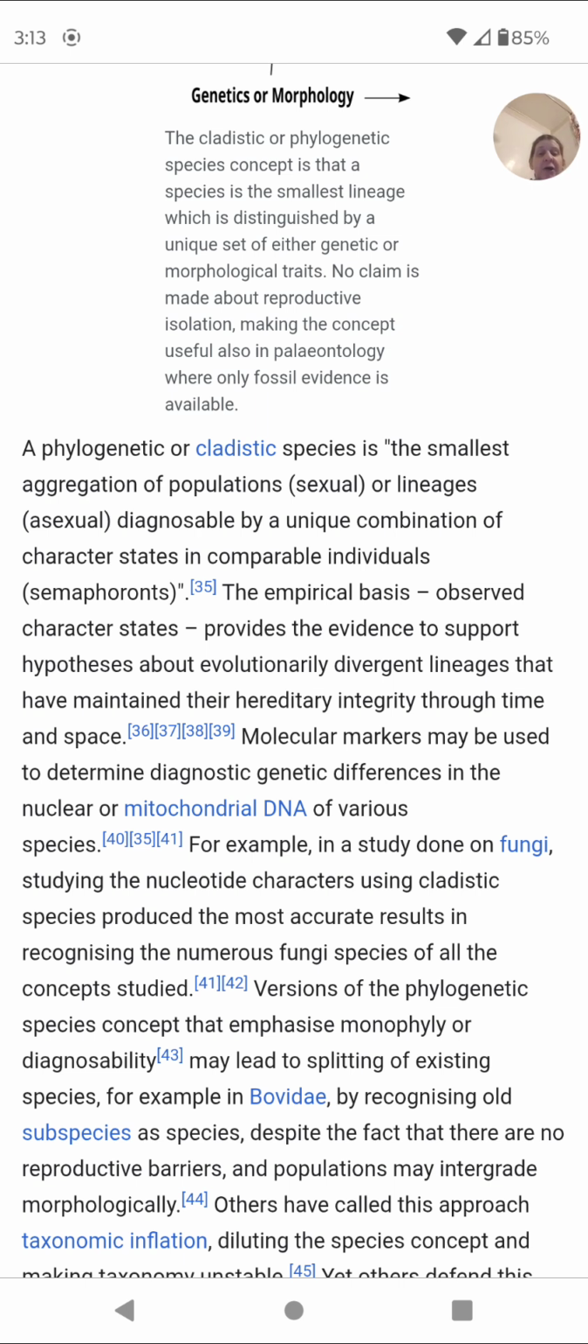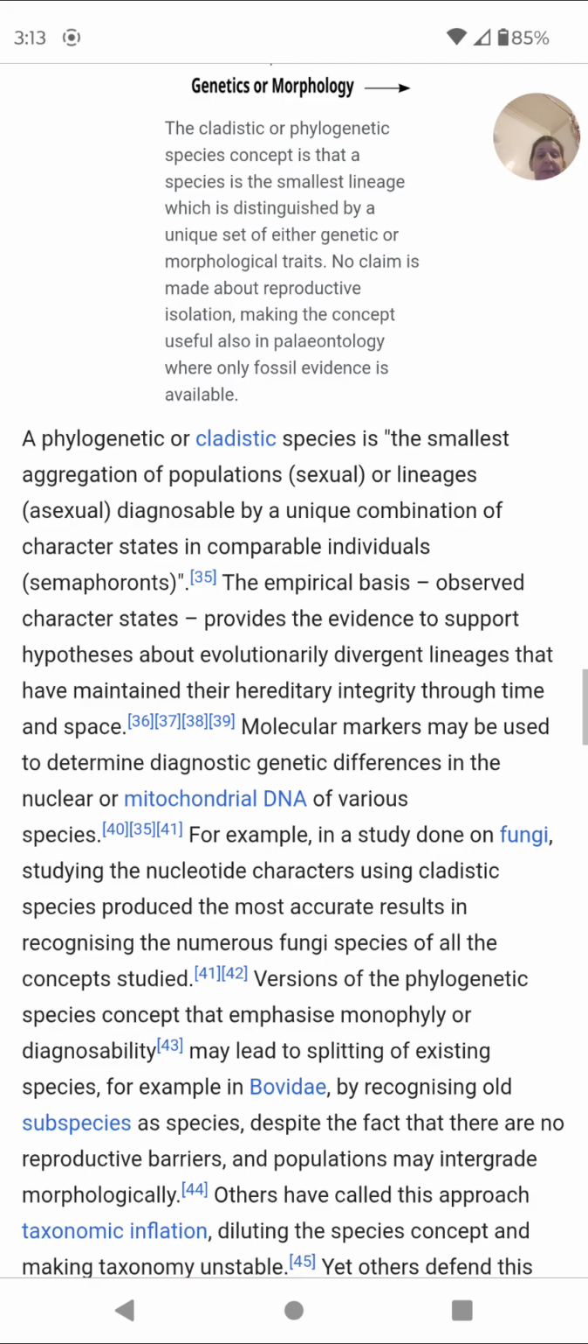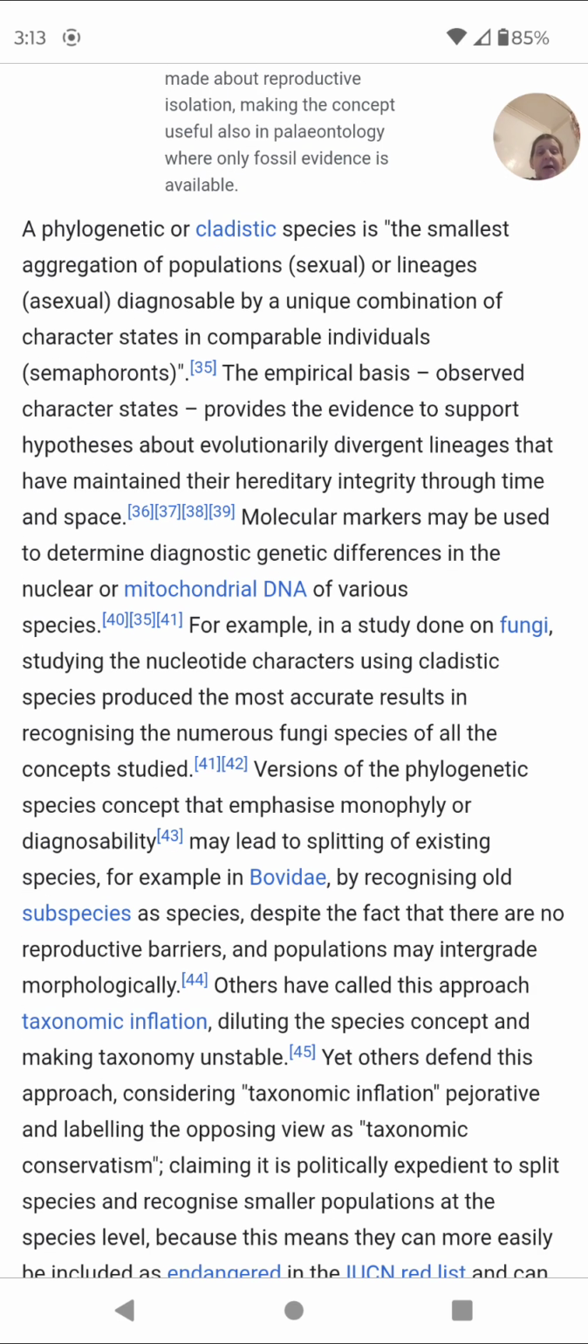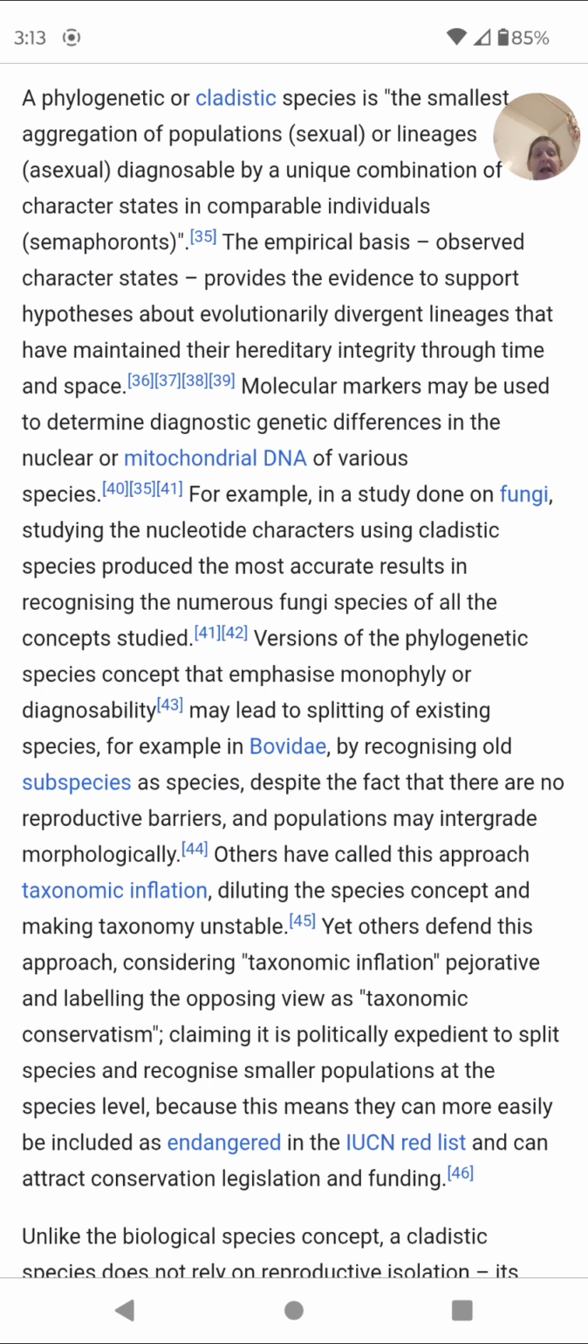Molecular markers may be used to determine diagnostic genetic differences in the nuclear or mitochondrial DNA of various species. For example, in a study done on fungi, studying the neurological characteristics using cladistic species produced the most adequate results in recognizing the numerous fungi species of all the concepts studied.